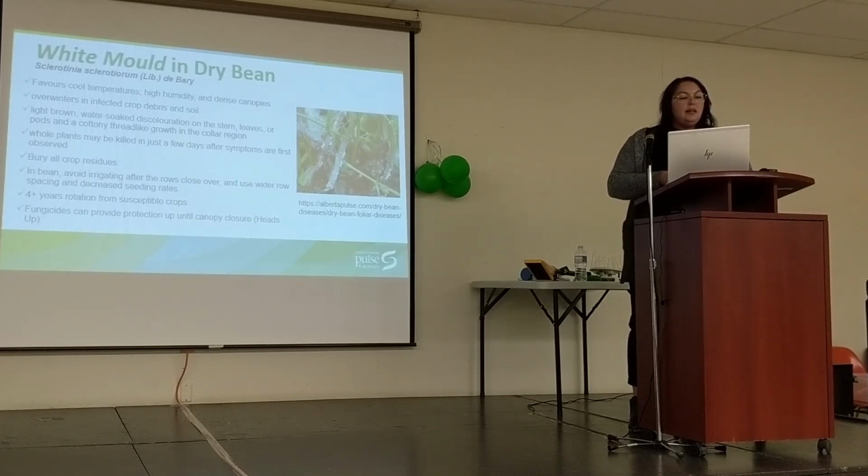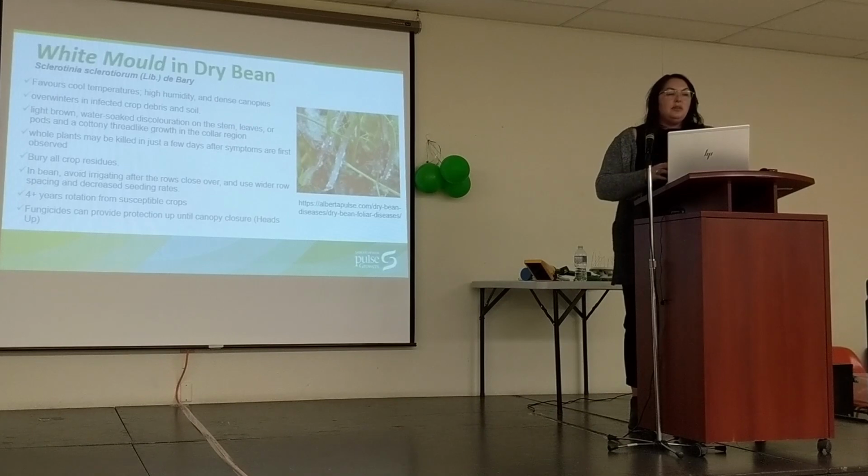And again, we're seeing that light brown water-soaked discoloration on pods and cottony, thready-like growth. Plants can be killed in a couple days, so it can move in very quickly into our dry bean population. Management again is looking at burying all crop residues. And in dry bean, for management of white mold, it is recommended to avoid irrigating after rows close over, or using a wider row spacing and decreased seeding rate. So if this is a disease of issue, these are some of the strategies.